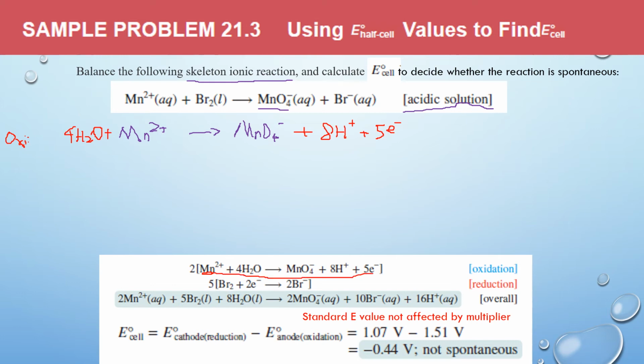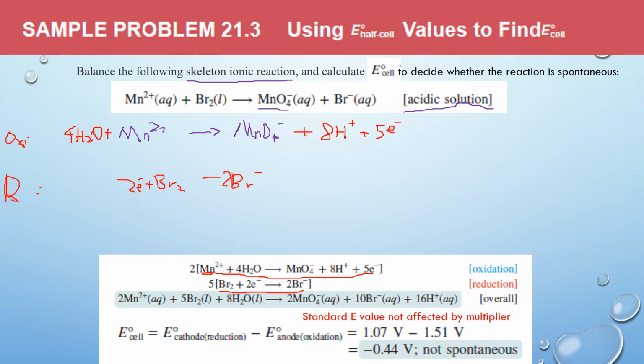And for the reduction, we have bromine, this liquid-phase bromine, into bromide. So Br2 into bromide. First, let's balance the number of bromine, so we need the 2 here. There are no other elements, so then we take care of the charge. On the right-hand side, we have -2. On the left-hand side, we have 0. So we need to add 2 electrons. Now that's the balanced half reaction in the second bracket, down here.